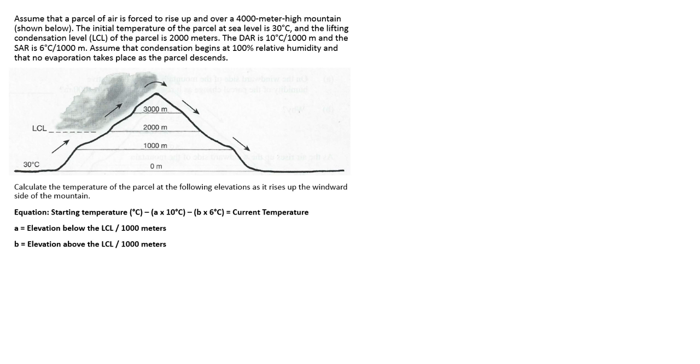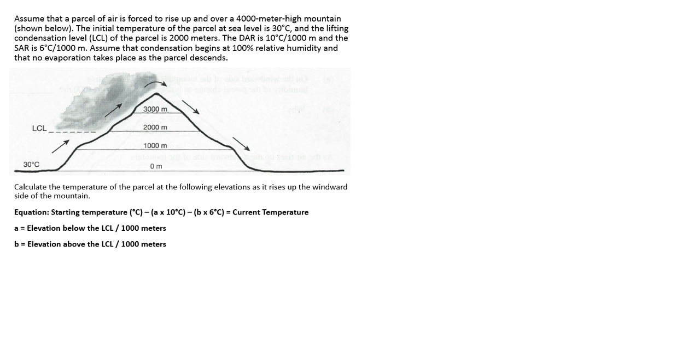Now that we understand the LCL, we can develop an equation for determining these temperatures. The equation is starting temperature in degrees Celsius minus A times 10 degrees Celsius minus B times 6 degrees Celsius. So what values go into A and B? A is equal to the elevation you are currently at when below the LCL divided by 1,000 meters. B is equal to the elevation you are currently at when above the LCL divided by 1,000 meters.